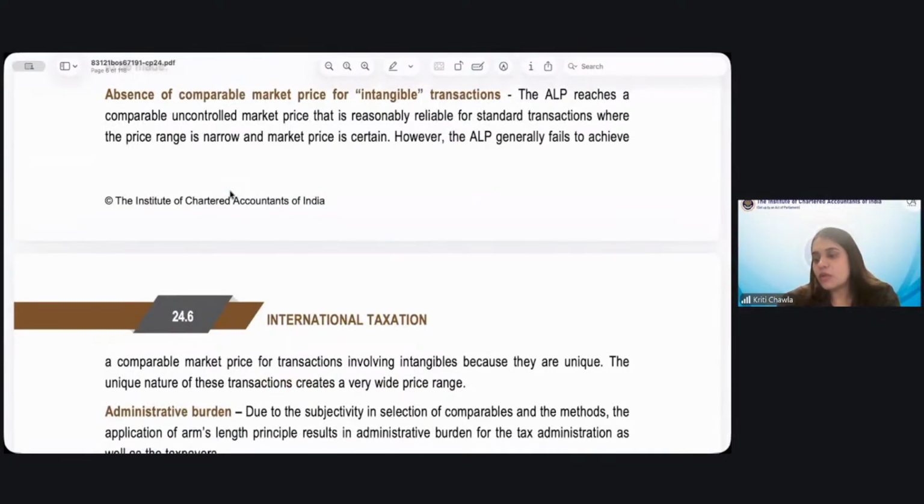Now this is one of the problems that I discussed for profit split method also. If you are adopting something called a profit split method, and this is applicable for intangible transactions, now looking for a comparable transaction out there, a comparable market price out there, is very difficult. Why is it difficult? Because ultimately you're talking about transactions of intangible property. The reason that they are called intangible property is because they are unique in nature, and this is the reason comparable market price is absolutely not available there. This is absent, and this is one of the problems with ALP also.